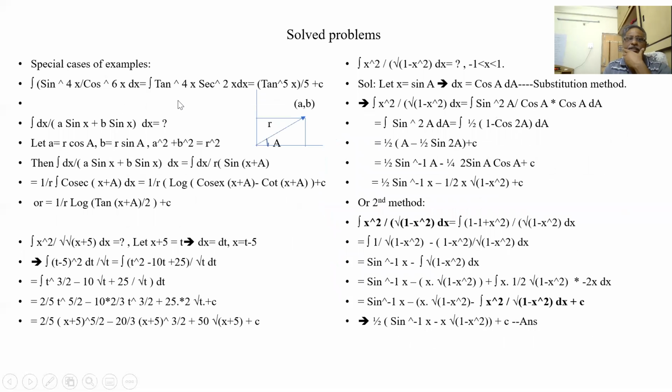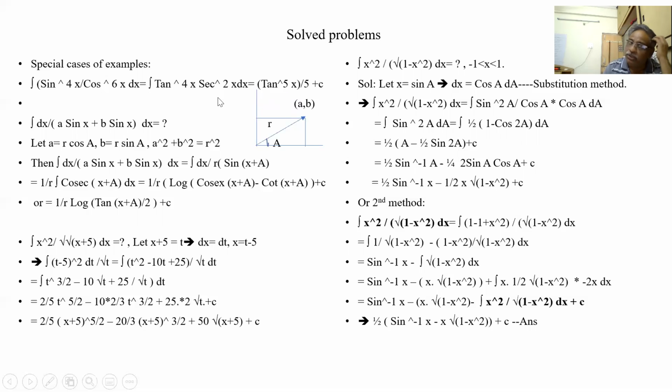So let us see some special examples. Integral sin to the power of 4x by cos to the power of 6x dx. So this can be written as tan to the power of 4x into secant square x. Secant square x is the derivative of tan x. So tan to the power of 5x by 5. If I differentiate it, 5 and the 5 get cancelled, tan to the power of 4x into the derivative of tan x, which is secant square x. So I am getting this.